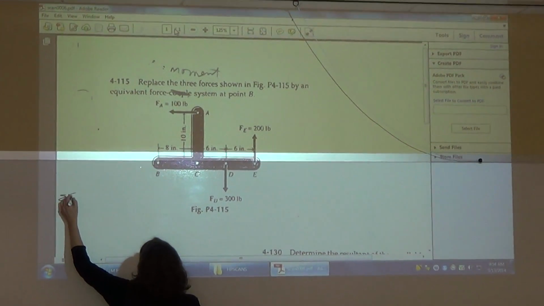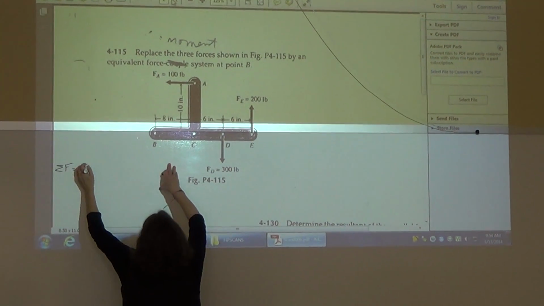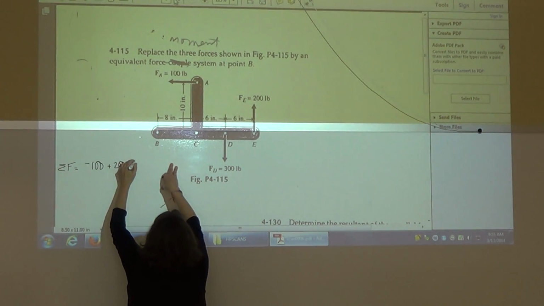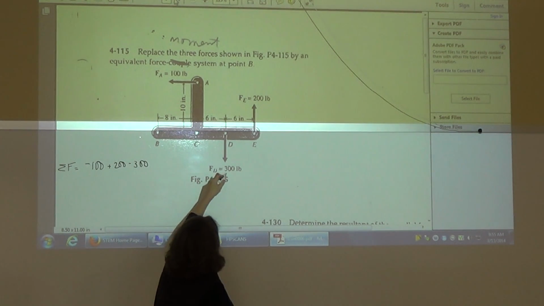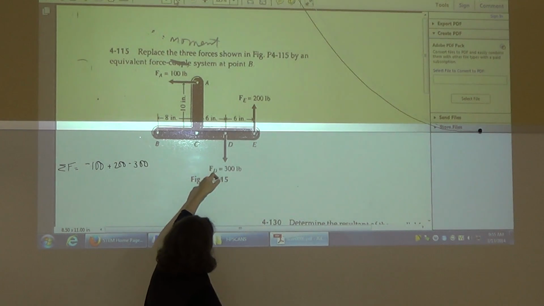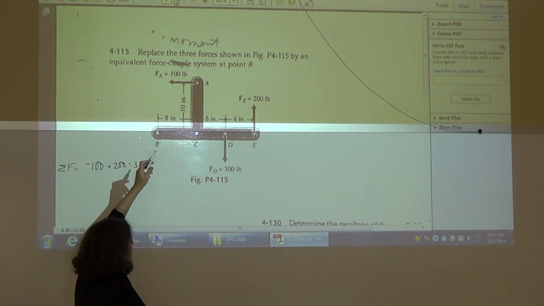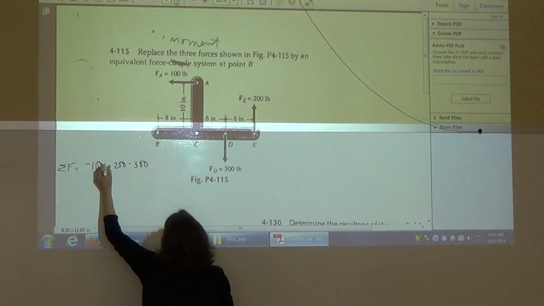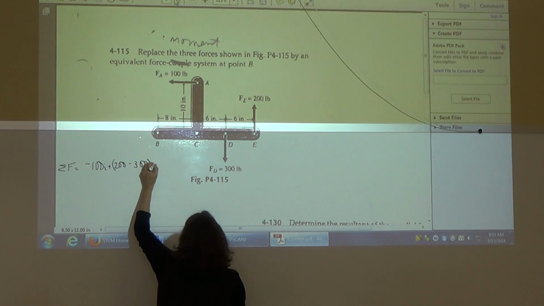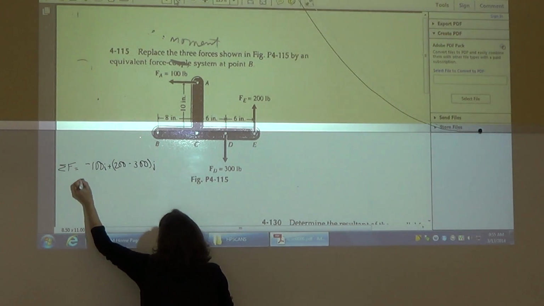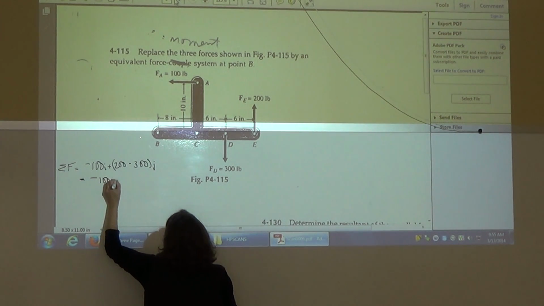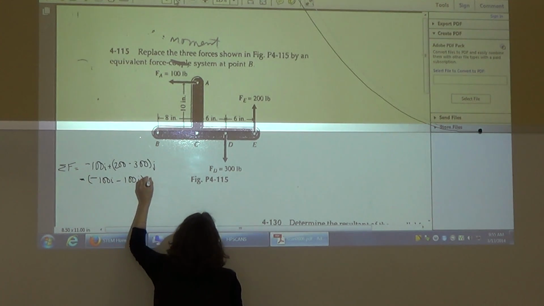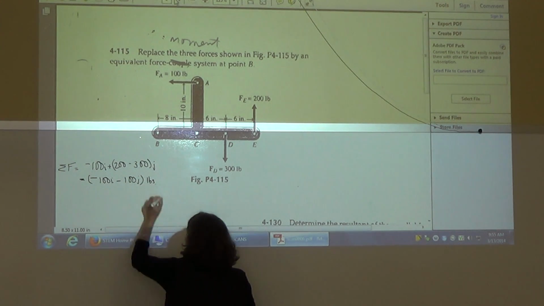Resultant, the sum of the forces is what? Negative 100 plus 200 minus 300. And if you wanted, you could have treated these two as a couple, right? We have 300 down, 200 up. You really only have 100 going down. And this is in the I direction, and this is all in the J direction. So the force came out to be negative 100I minus 100J. And what's the units? Pounds.